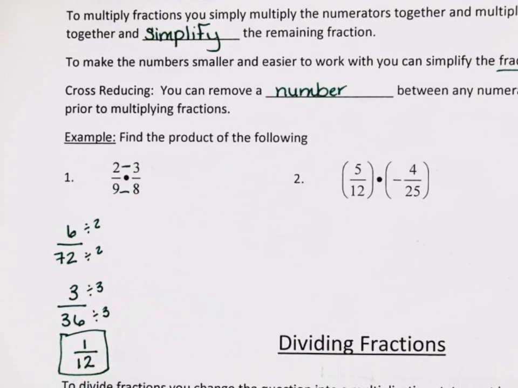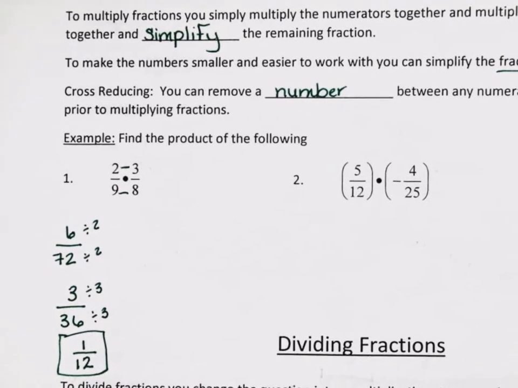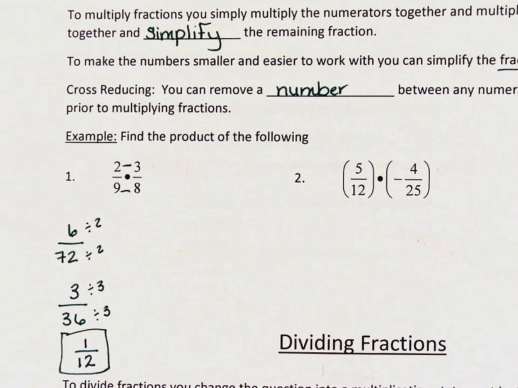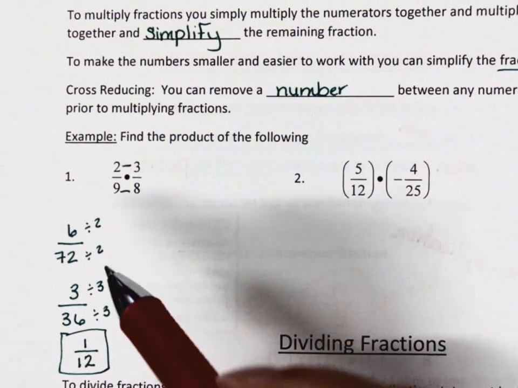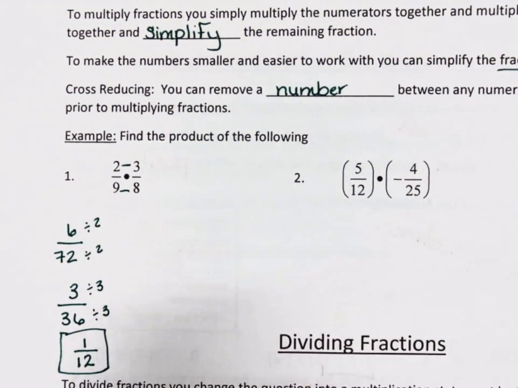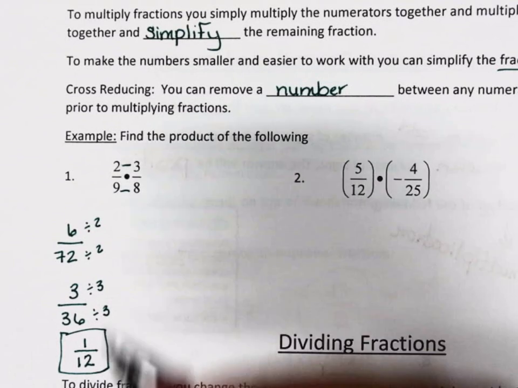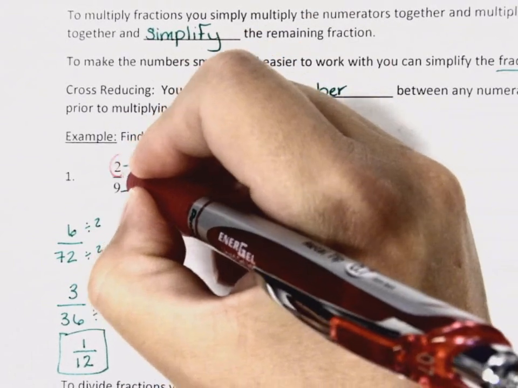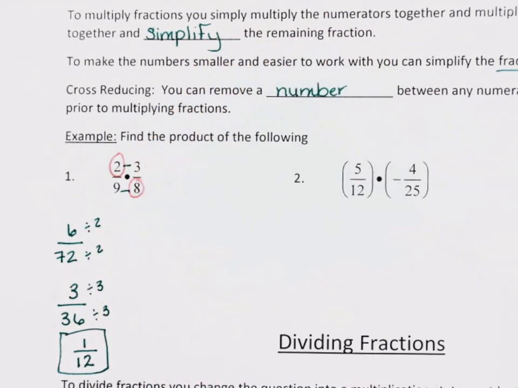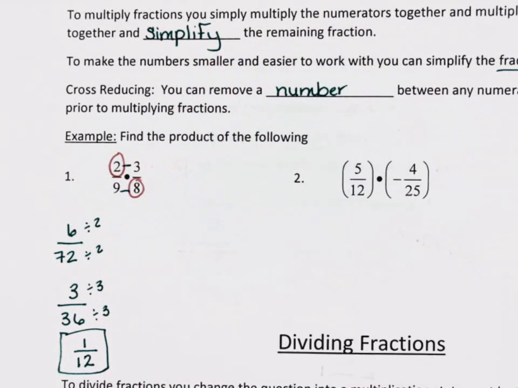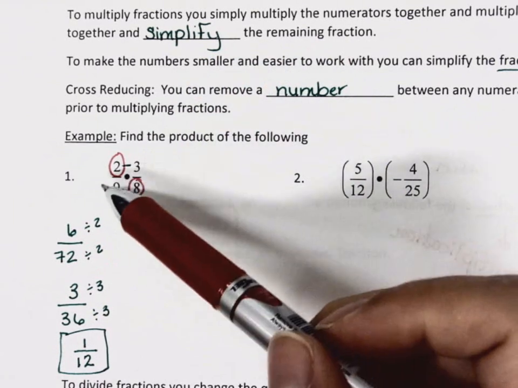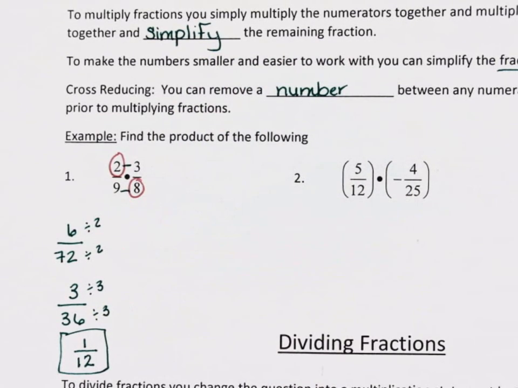Okay, now we're going to talk about cross-reducing. I'm going to go back to my pink pen. So with cross-reducing, before having to do all of this here, I can do a bunch of stuff before. I can look at 2 and 8. Can I reduce those numbers as if they were their own fraction? What factor could I take out of 2 and 8?